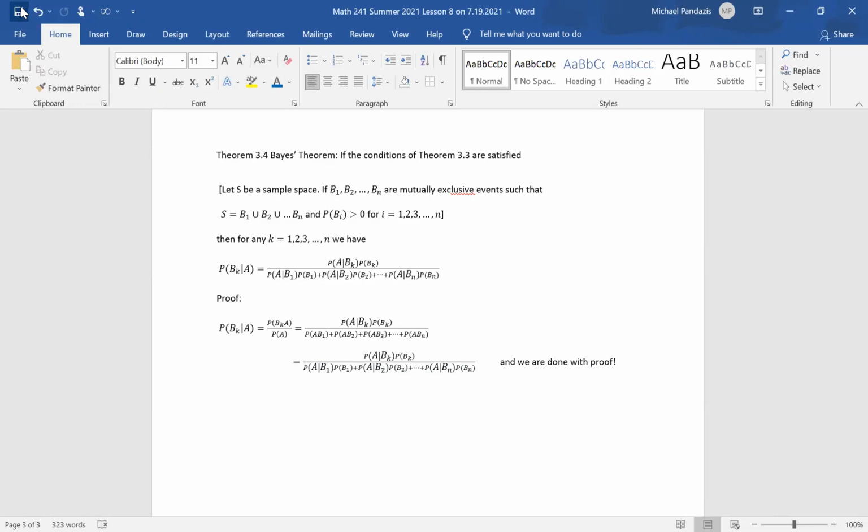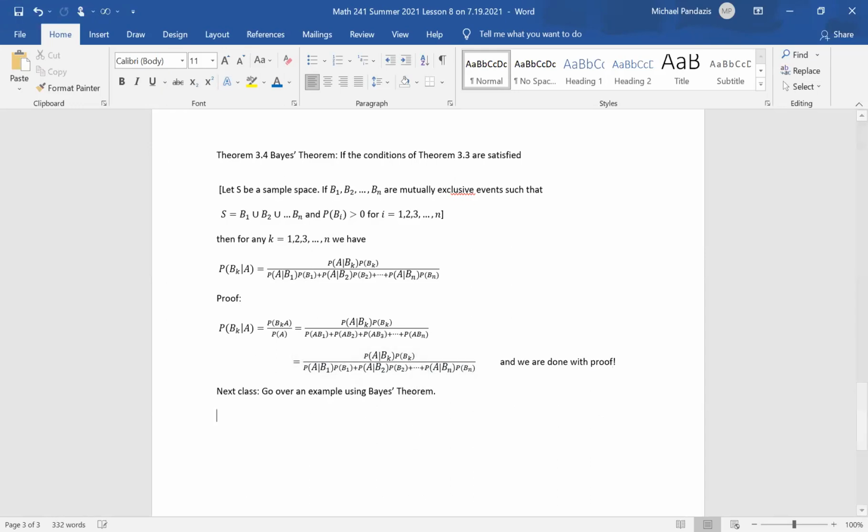Okay, the next example requires a little bit of writing down, and so next class, we're going to go over an example using Bayes' theorem.